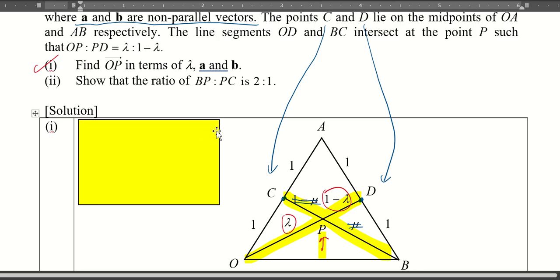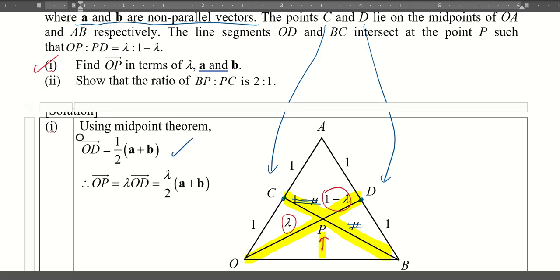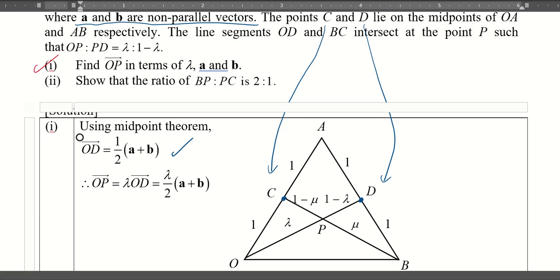How do we find OP? There are many ways. One way is to use the midpoint theorem, since D is the midpoint, so we find OD first. Sorry, the diagram is getting a bit complicated, let me clear it a bit. So to find OP, we first find OD. Since D is the midpoint of AB, using the midpoint theorem, OD will just be OA plus OB over 2.